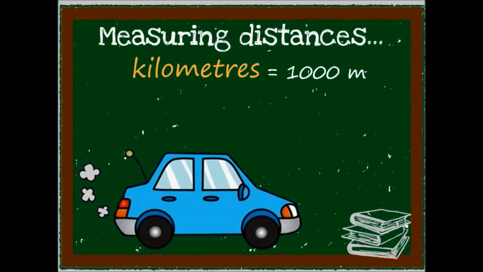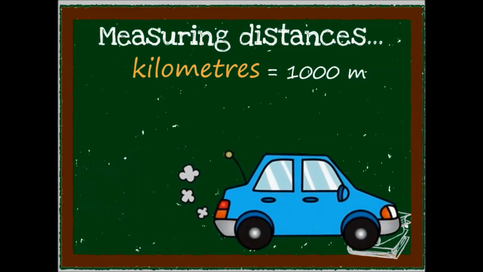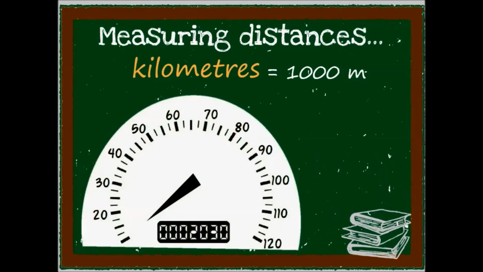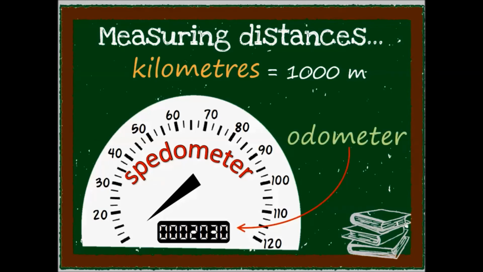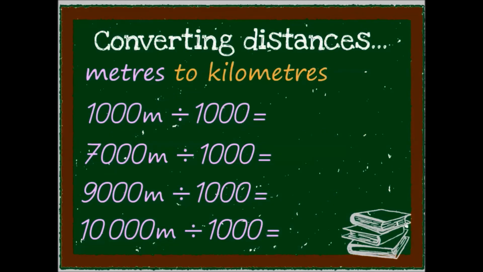Because this is such a large distance, we use vehicles to measure kilometers. In the front of a car's steering wheel, you will find many lights and dials. The one that looks like this one indicates how fast the car is going using the speedometer. That is the arrow turning in a circular motion. However, the numbers clocking over at the bottom indicates how far the car has traveled in kilometers, and this is called the odometer.